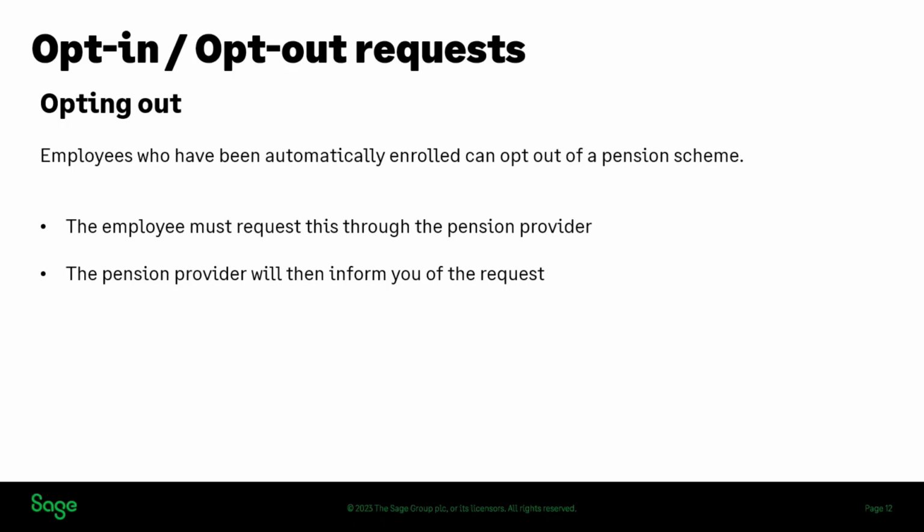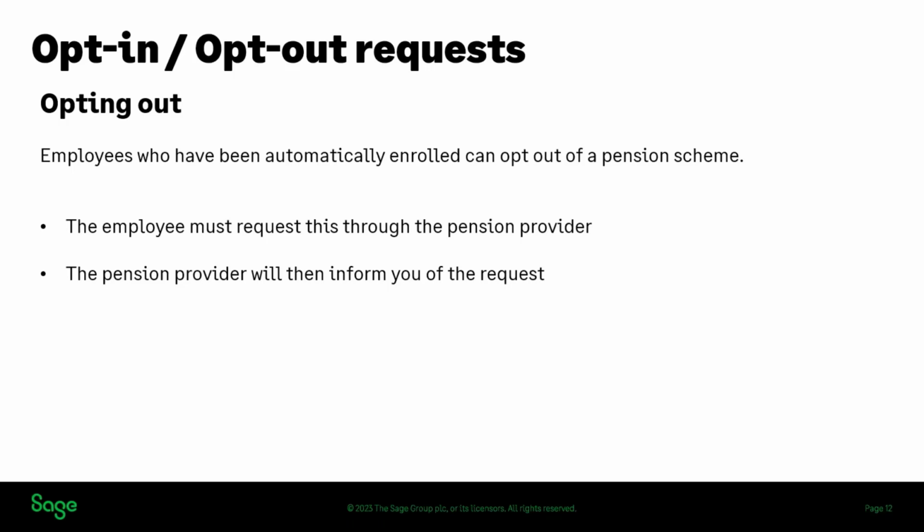Now, with an opt-out request, it must be made via the pension provider. So when you're opting in, they'll just come to you. They'll ask the employer, can I be put into the workplace pension scheme? If they're opting out, they do need to follow the official process from the pension provider, who will then inform you that the employee has opted out, or the employee might bring the official form to you from the provider with the opt-out details. So when that happens, you need to arrange for them to leave the pension scheme. So we're going to show you how to do that in Sage, and also, where applicable, process a refund.